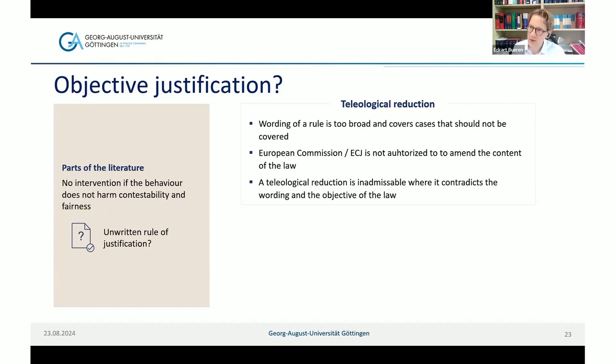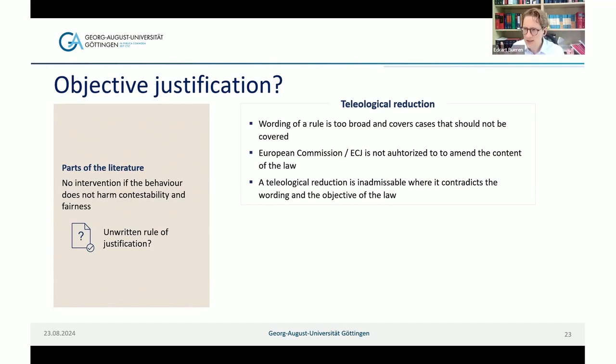So a teleological reduction is inadmissible where it contradicts the wording and the objective of the law. We could do a teleological reduction if the legislator has had a certain intent, but has formulated the rule too broadly without wanting to do this, just because he has made a mistake when putting the rule in words. However, if the legislator wanted to have the rule that broad, we cannot narrow it down by interpretation.